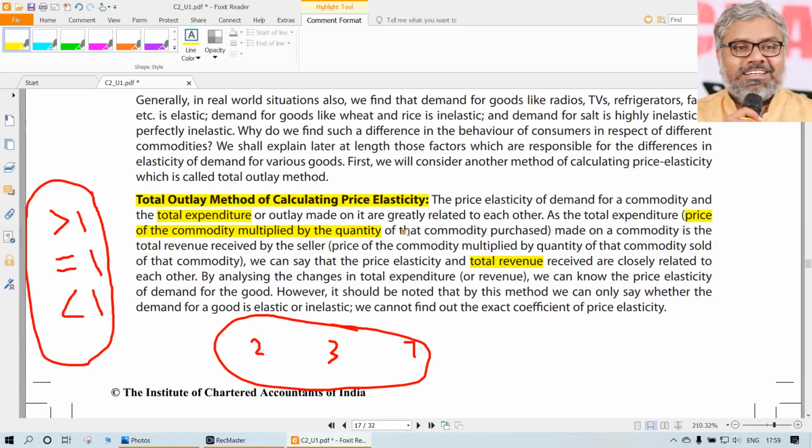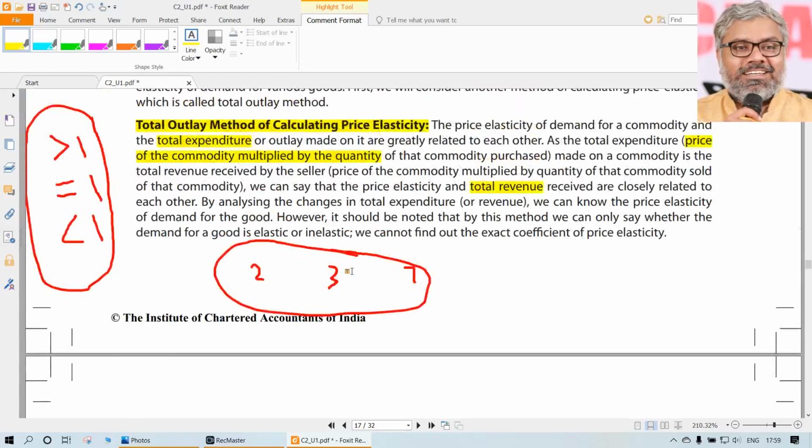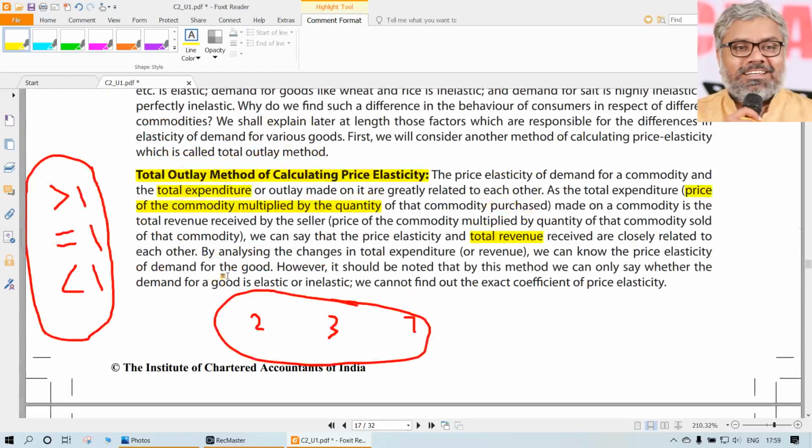That is the price of the product multiplied by the quantity. That's what is to be calculated. First we have to calculate that. After we calculate that, how does it have an interpretation of elasticity of demand? How to find out whether a particular product is elastic or inelastic? That we will see now.